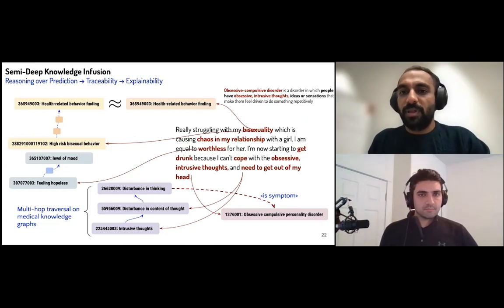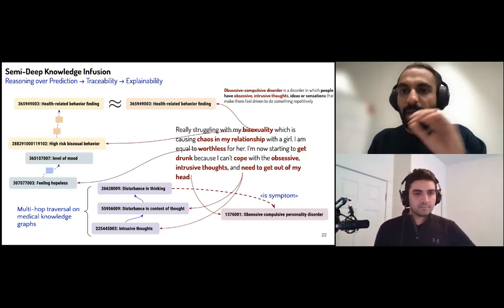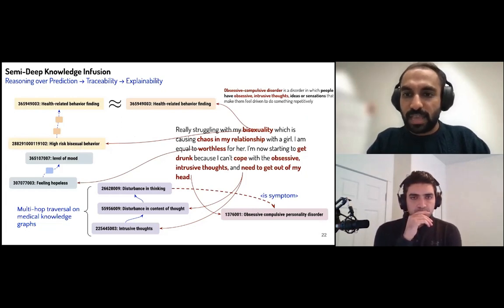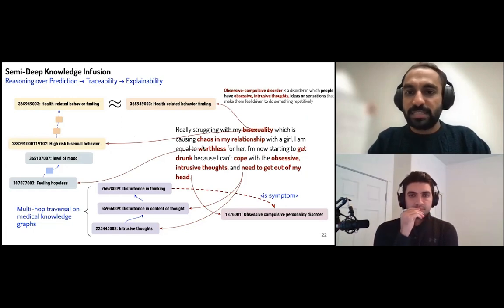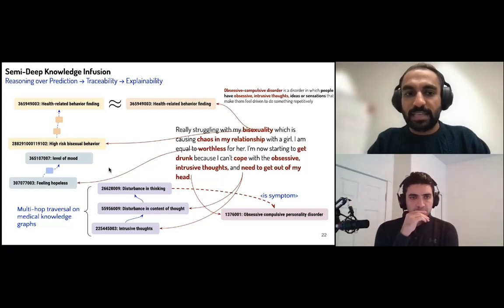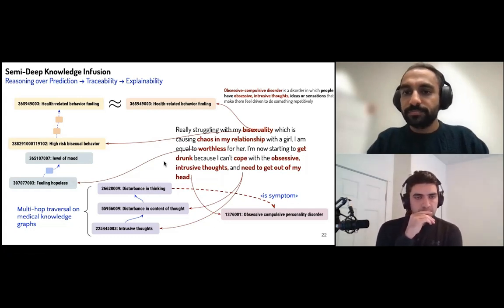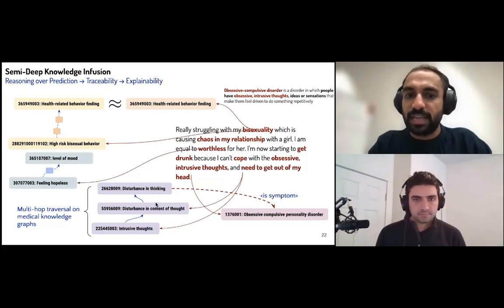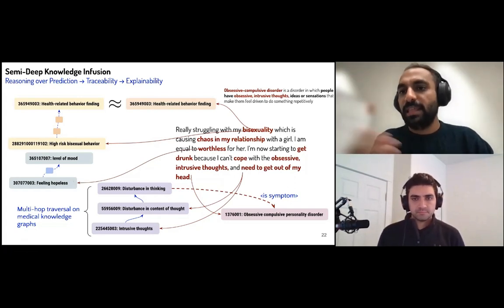This is an example of how this mapping was happening, where we take bisexuality, which has a code in SNOMED CT, and then chaos in relationship has another. Sorry, the arrow went a little bit ahead. So it has another link of high-risk bisexual behavior. Hopelessness and worthlessness are a level of mood, and you are talking about disturbance in thinking most often. In this graph, I could see that disturbance in thinking is a symptom of obsessive compulsive personality disorder, and that's what actually manifests in your label as an outcome.